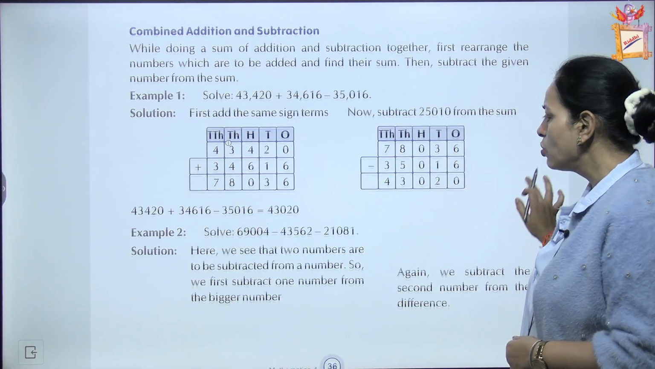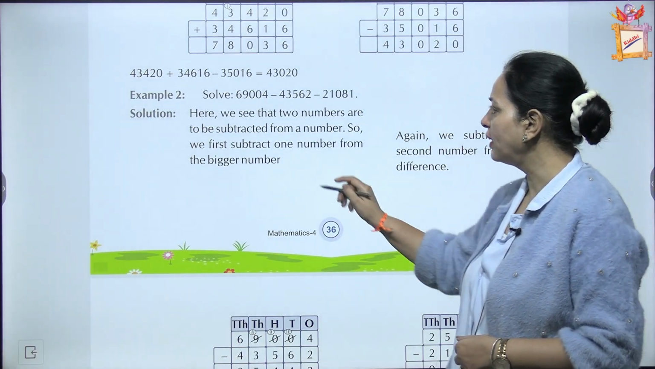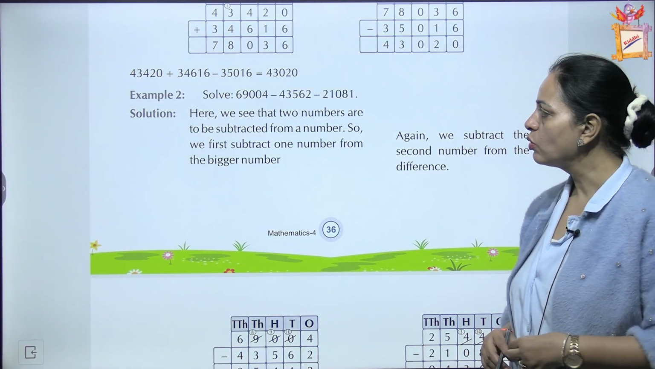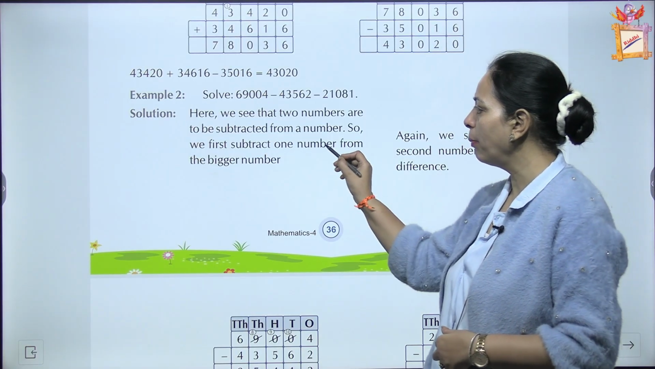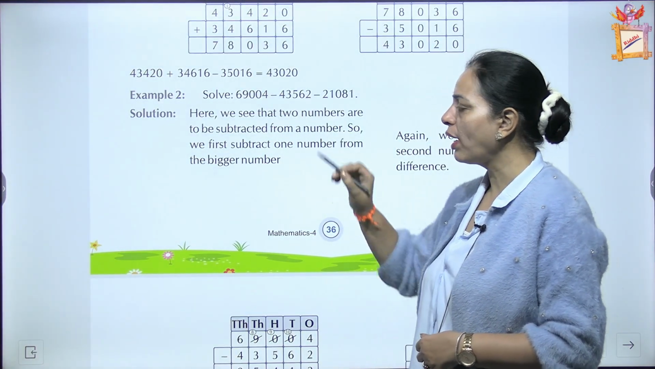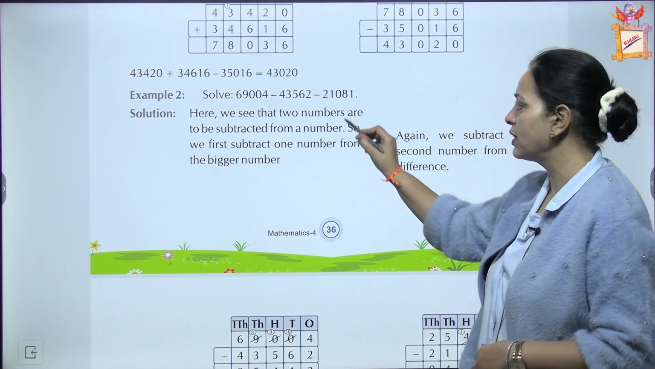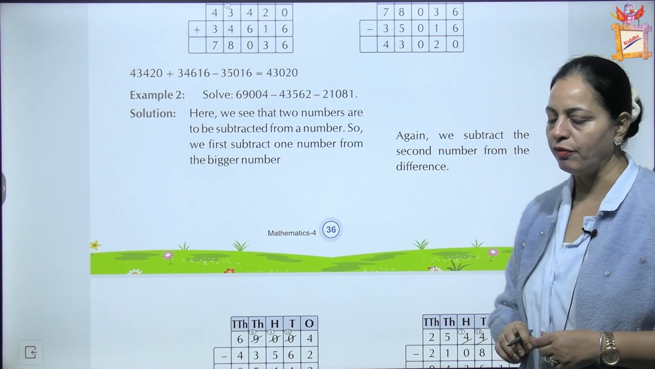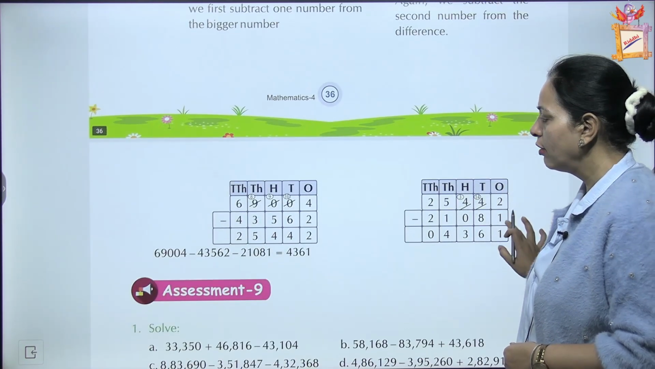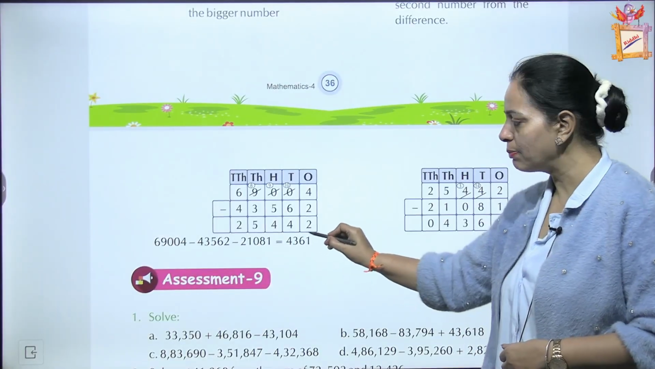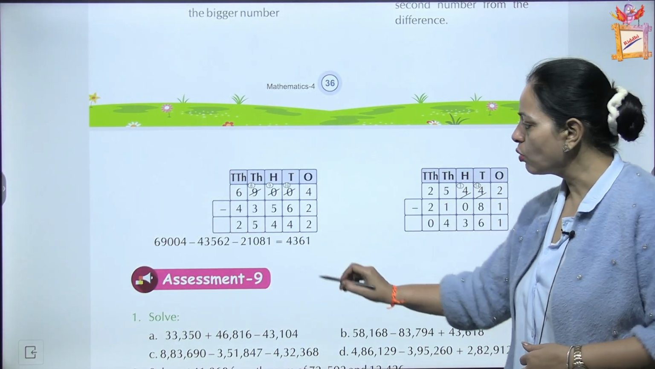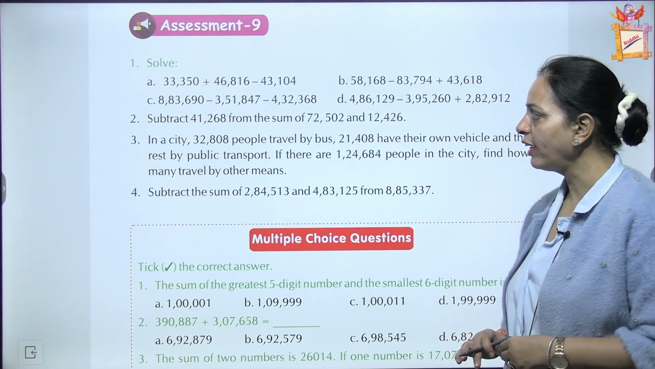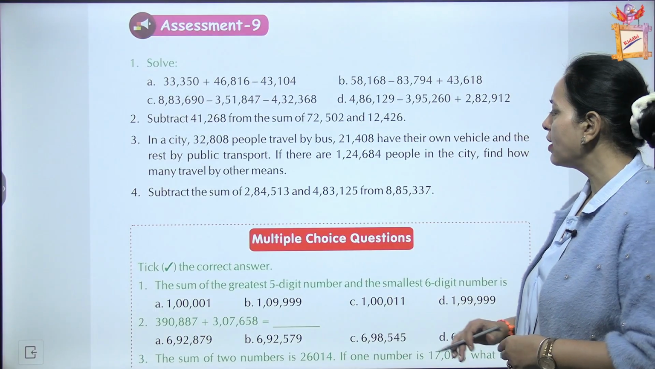Now example 2, solve 69,004 minus this. Now we can see two numbers we have to subtract. So what to do? We first subtract one number from the bigger number. पहले इन दोनों को माइनस कर दें, फिर जो रिजल्ट आएगा उसमें से इसको माइनस कर देंगे. Again we subtract the second number from the difference. Okay, so first subtract these two. This is the value. अब इसमें से थर्ड नंबर माइनस करेंगे. So answer is 4,361.